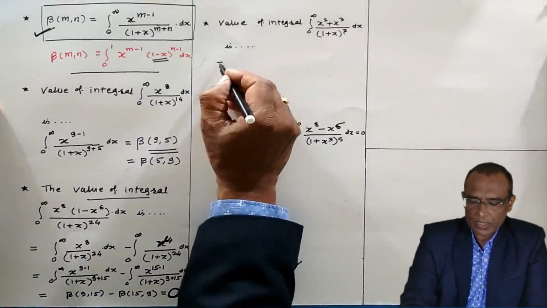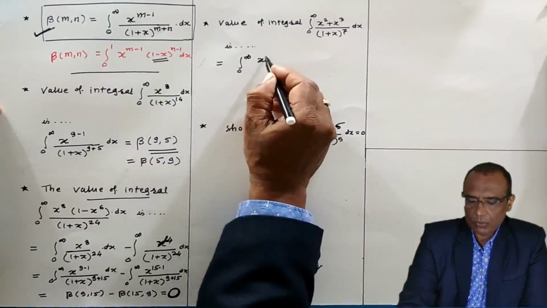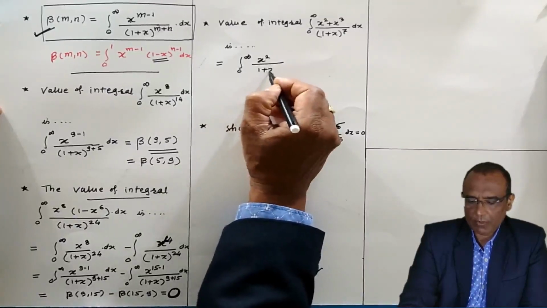Now here, in this case, the same thing again. 0 to infinity, x power 2 by 1 plus x power 7.